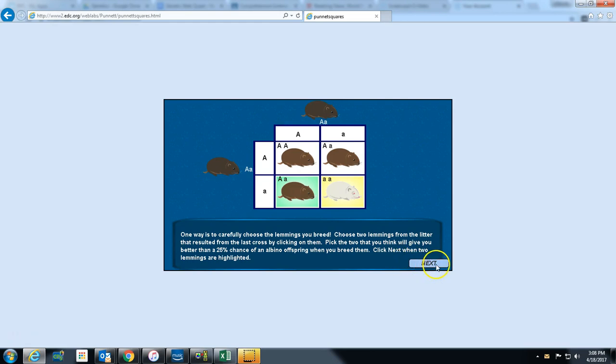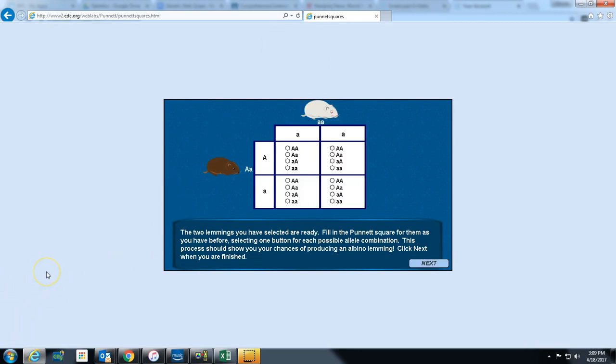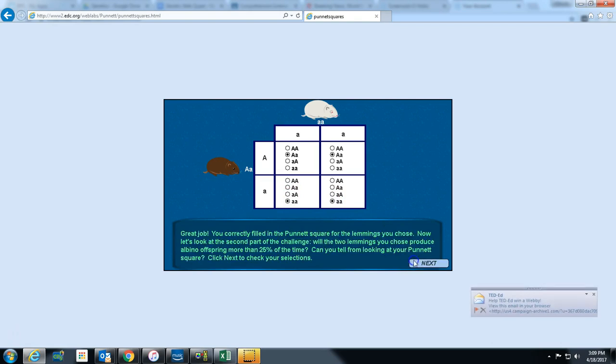Alright. One way is to carefully choose. So the 2 lemmings that we selected are ready. Fill in the Punnett square for them. Alright, so we've got big A here, little a. We bring this one over. We've got big A and little a. This one we're going to have little a, and this one we're going to have little a and little a.